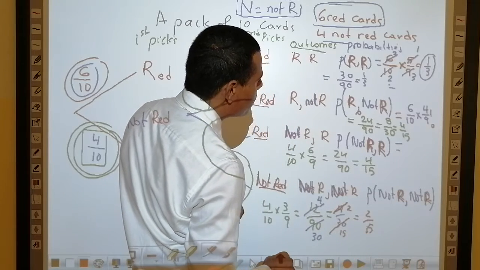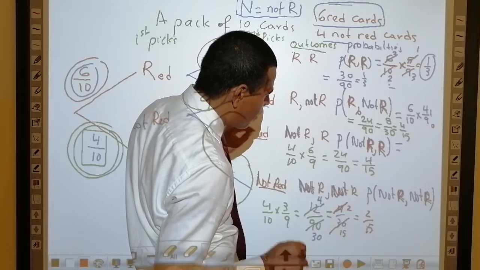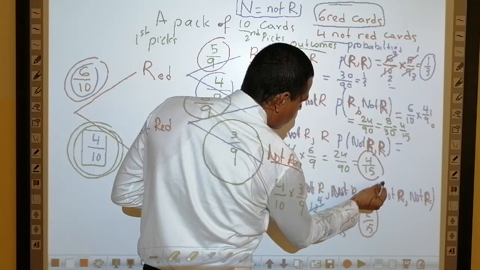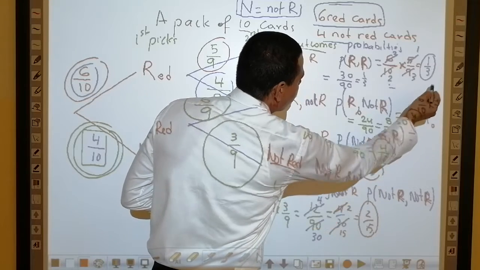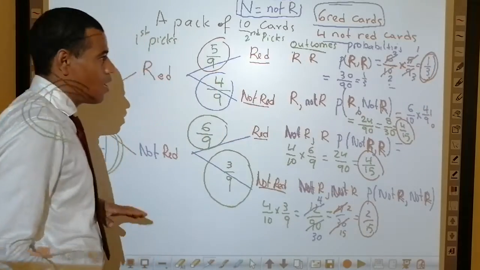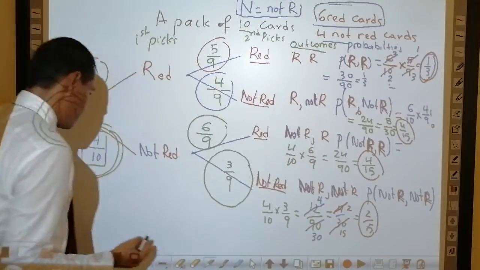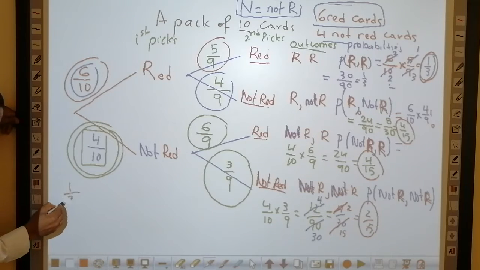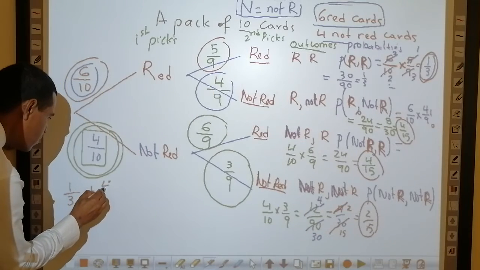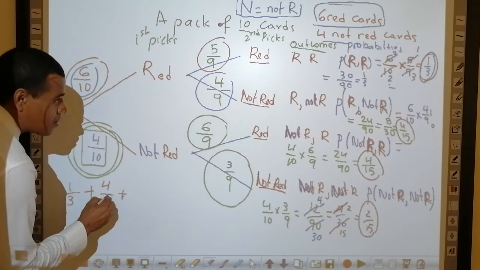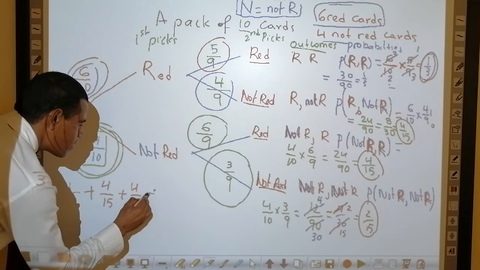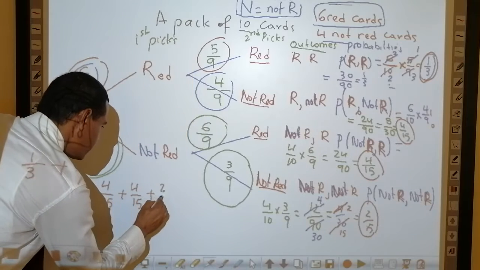Okay. Then now I will try to check my answer. I will add this plus this plus this plus this one. Is it equal to 1? Yes or no? I will check. This is 1 over 3, plus 4 over 15, plus also 4 over 15, plus 4 over 15, plus 2 over 15.